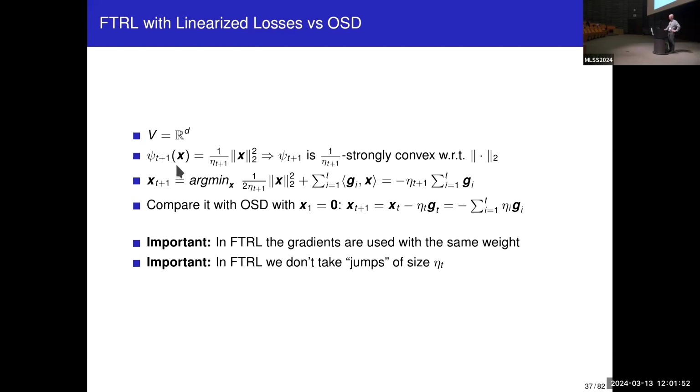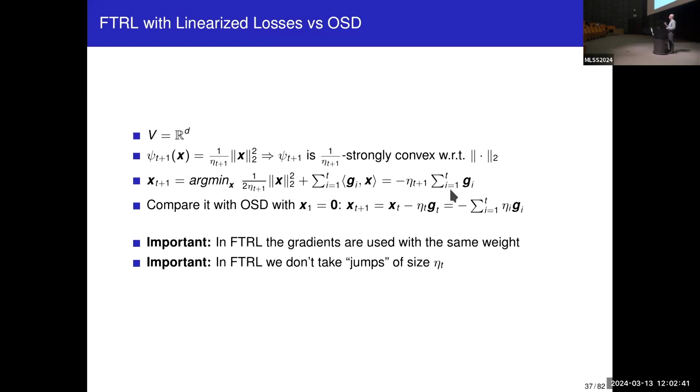And let me use in FTRL a regularizer that is 1 over something, let's call it eta_t. I don't want to call it learning rate, but just let's call it eta_t, times the norm of x squared, where the norm is L2. Now, this thing is 1 over eta_t strongly convex with respect to the L2 norm, because again, this is a quadratic, and the coefficient of the quadratic is the strong convexity. Now, we said FTRL is just the regularizer plus these linearized losses. There is no feasible set. So this argmin can be solved immediately. It's a convex function. I just have to calculate the gradient, put it equal to 0. I get my update. So this is the update of FTRL.